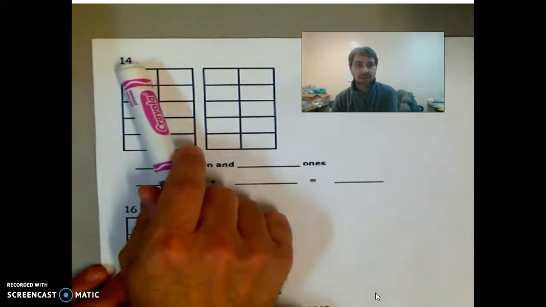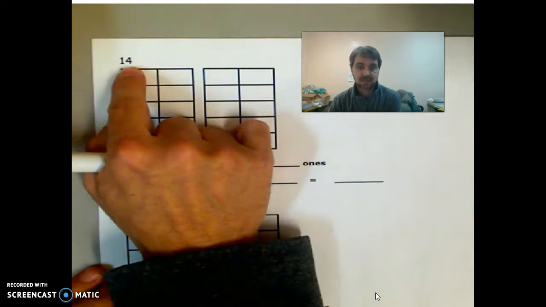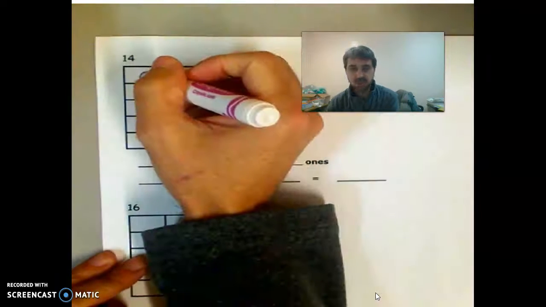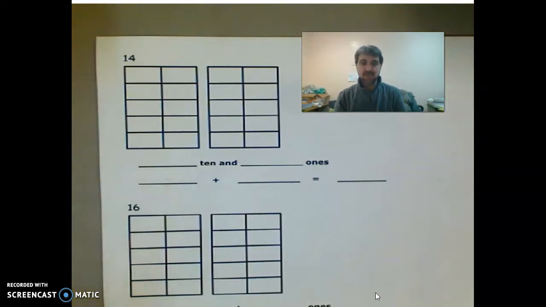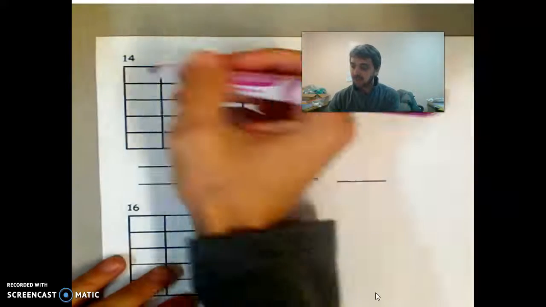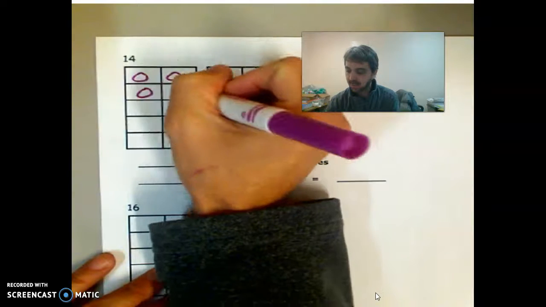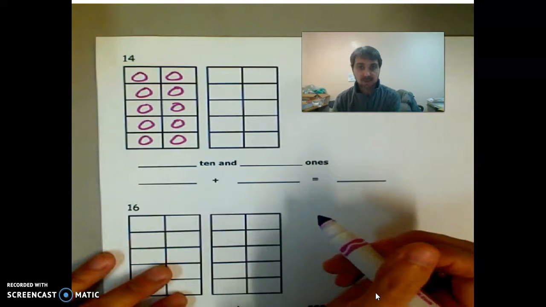I'm going to show you how I want you to do the next part. I'm going to give you the number. Turn to the page where it says 14 at the top. Now we're going to actually do it ourselves. With 14, we're going to fill up as many of the 10 frames as we can. How many 10s can we make from 14? Can we fill up one of them? Let's see: 1, 2, 3, 4, 5, 6, 7, 8, 9, 10. We did fill up one of them.